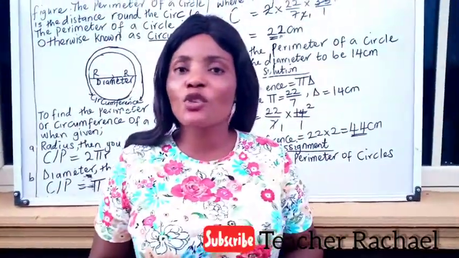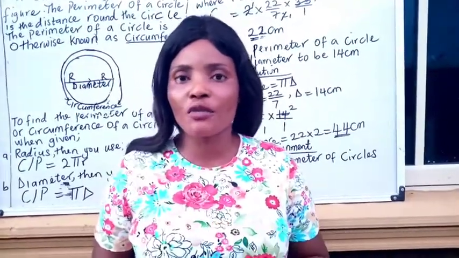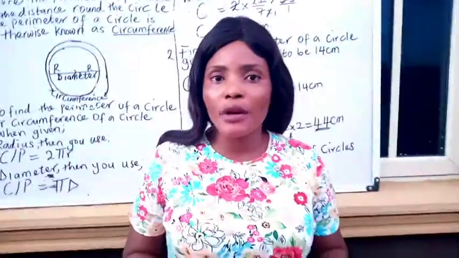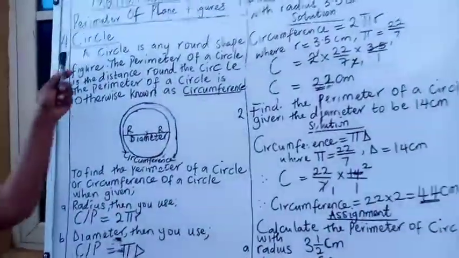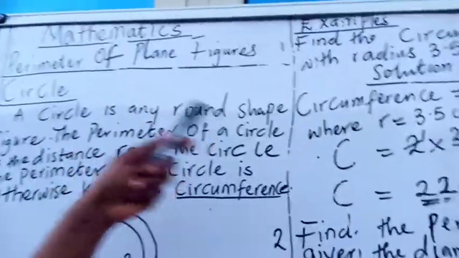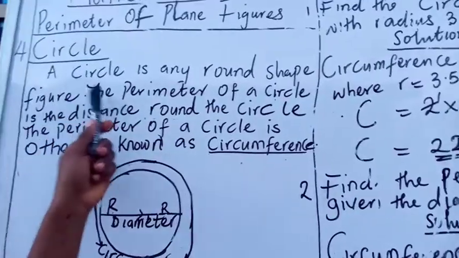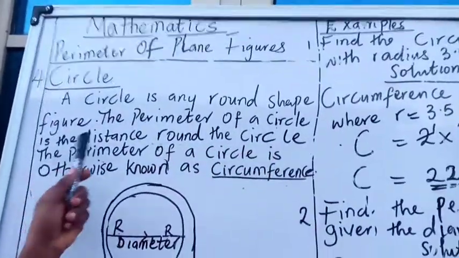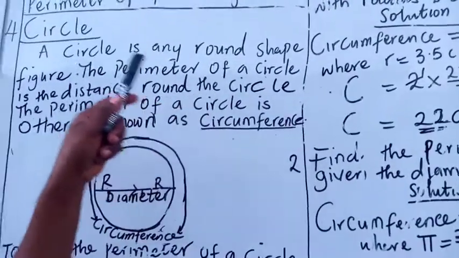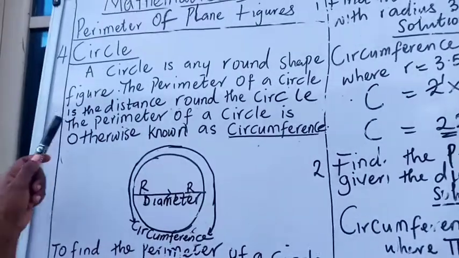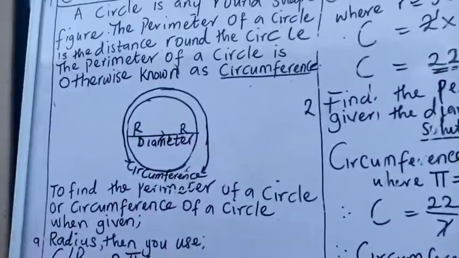Today I'm going to be teaching you mathematics, and the topic we'll be considering for today is perimeter of plane figures. Today we are going to look at the perimeter of a circle. What is a circle? A circle is any round shaped figure. The perimeter of a circle is the distance around the circle, and the perimeter of a circle is otherwise known as circumference.